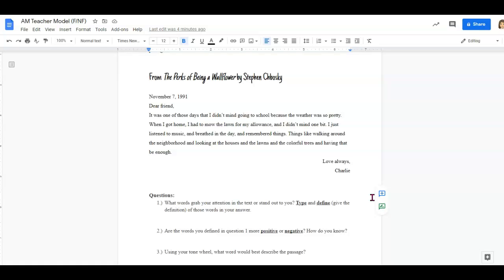So this is a very short excerpt of the story. So what words grab my attention or stand out in the text? So you will have to type and define those words. Real quick, I'm just going to kind of bold those words for you to save time.